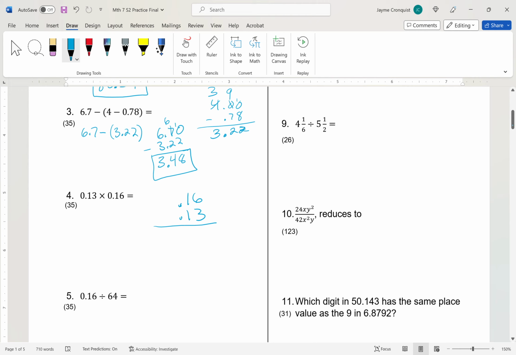So 3 times 6 is 18. Carry the 1. 1 times 3 is 3, plus 1 is 4. 0 for placeholder. 1 times 6 is 6. 1 times 1 is 1. Now we add them. 8, 0, carry the 1, 2. And we said 4 decimal places, so we need to put an extra 0 over there. So that would be our final answer.